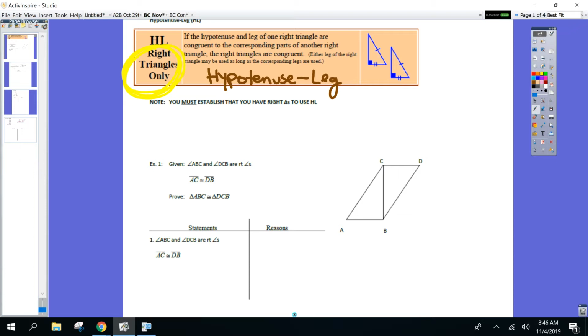Now, does that mean every time I see two right triangles, it equals HL? No! Why are those two triangles congruent? Side angle, side? Where's the other angle? Side angle, side, right? Everyone agrees? Side angle, side. So I don't want you to think, oh, I see right triangle, that always equals HL. No, it does not.